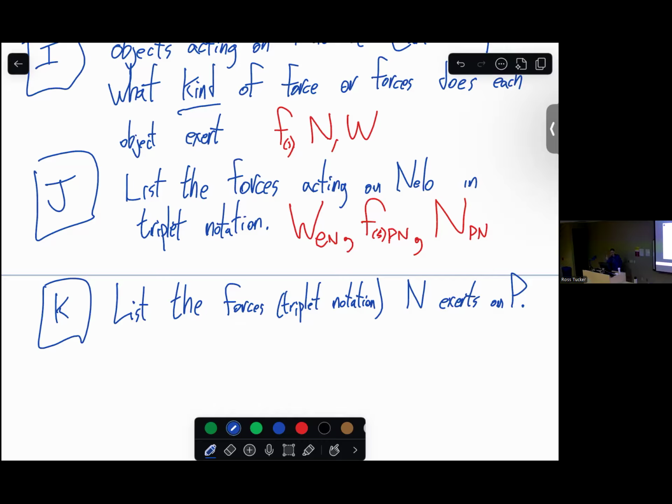Look at the previous answer, by the way. I'm building you up to this. Question J tells you question K. If you know what the third law says, I'm showing you how to reason through this instead of just telling you things.